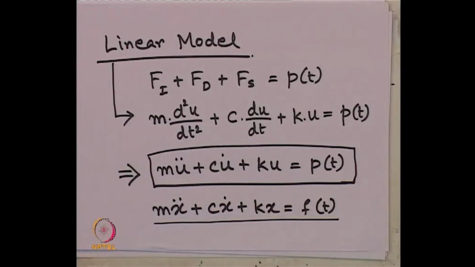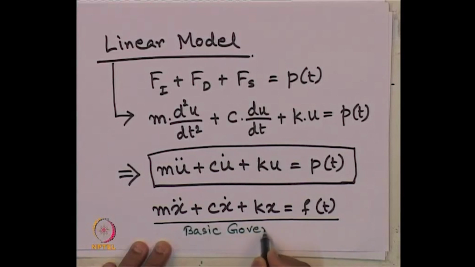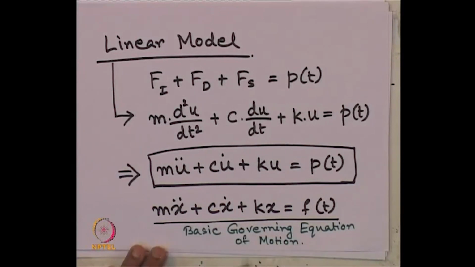So, this is called the basic governing equation of motion. So, the basic governing equation of motion for a single degree of freedom mass spring dashpot model vibrating system is expressed as m u double dot plus c u dot plus k u equals p(t).